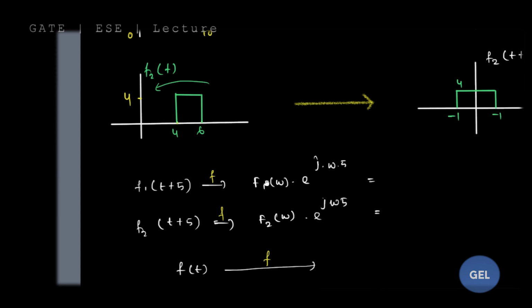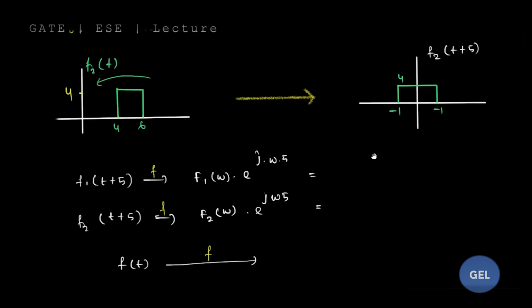Now what is F1(omega)? F1(omega) will be 40 Sinc of 5 into omega, into the normal e to the power j omega 5. e to the power j omega 5 will be there.